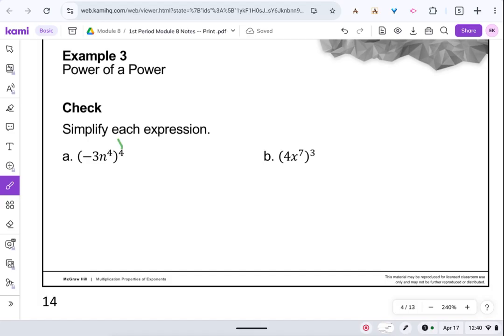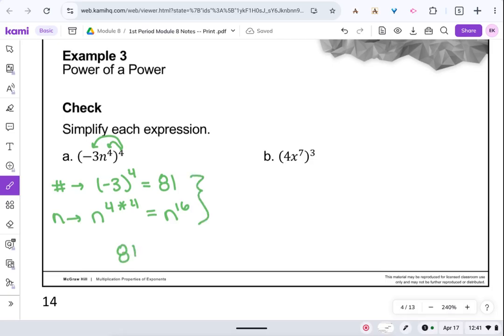All right, so what we should be doing is we should be taking the 4 outside and distributing that into the negative 3 and the N term. When I do that, my number will be negative 3 to the power of 4. When I type that in properly with those parentheses, I should get 81. For N, I had it as N to the 4th. I brought a 4 in, so it should be N to the 16th if we use multiplication properly there. So then I get 81 N to the 16th.